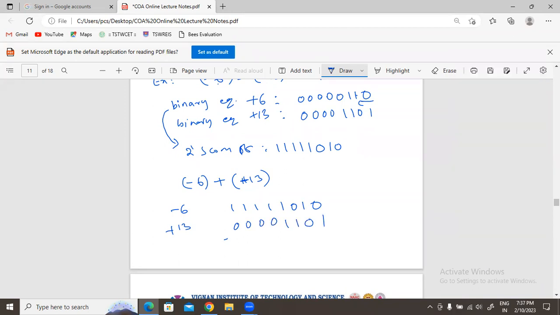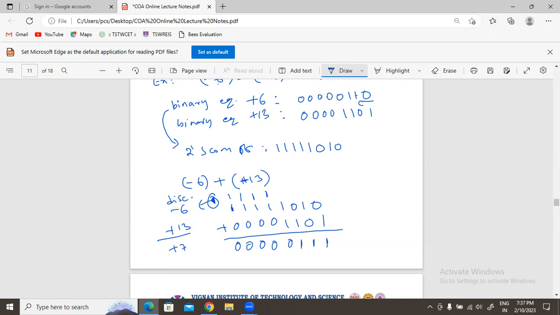Now do the addition operation. 0 plus 1 is 1, 1 plus 0 is 1, 0 plus 1 is 1, 1 plus 1 is sum 0 carry 1, and again 1 plus 1 is sum 0 carry 1, repeated for the remaining bits. This carry is out of the leftmost bit. This is the sign bit. If there is any carry out of the sign bit, it must be discarded. Therefore, the value is plus 7.